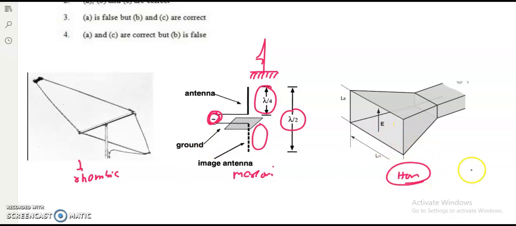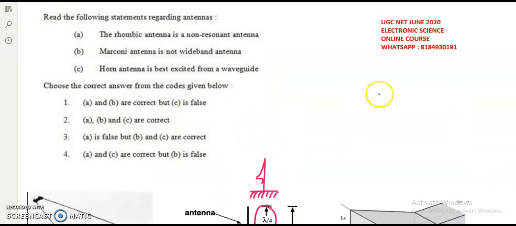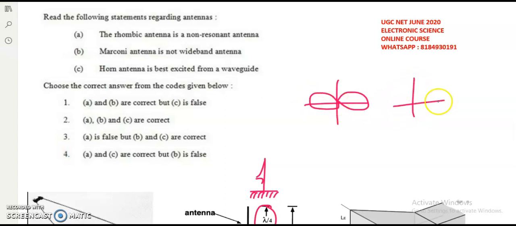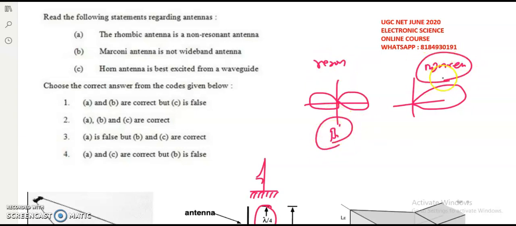So the first one they have given is that the rhombic antenna is a non-resonant antenna. What is the difference between resonant and non-resonant antennas? A resonant antenna is bidirectional, that means it has the front wave and the back wave. While the non-resonant antenna is a unidirectional antenna. So simply we can say that resonant antennas are bidirectional, and non-resonant antennas are unidirectional; they only have forward waves, while resonant antennas have forward waves as well as backward waves. So it is the main difference.